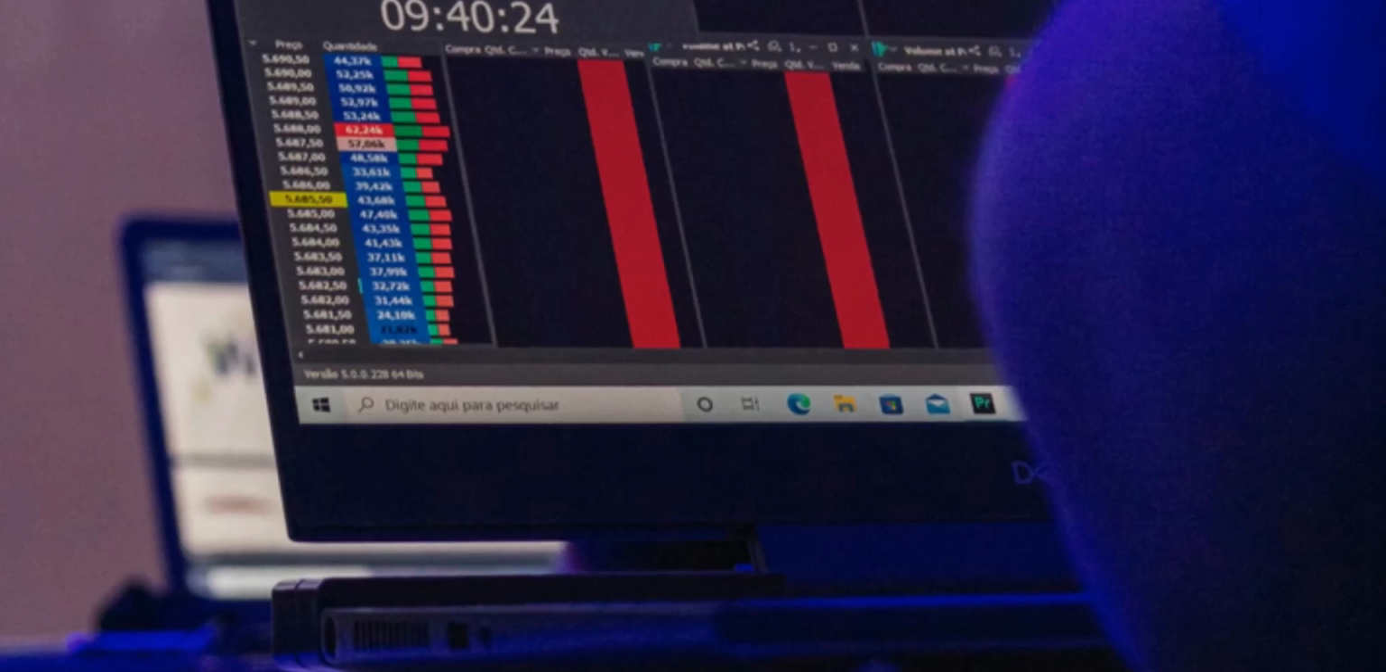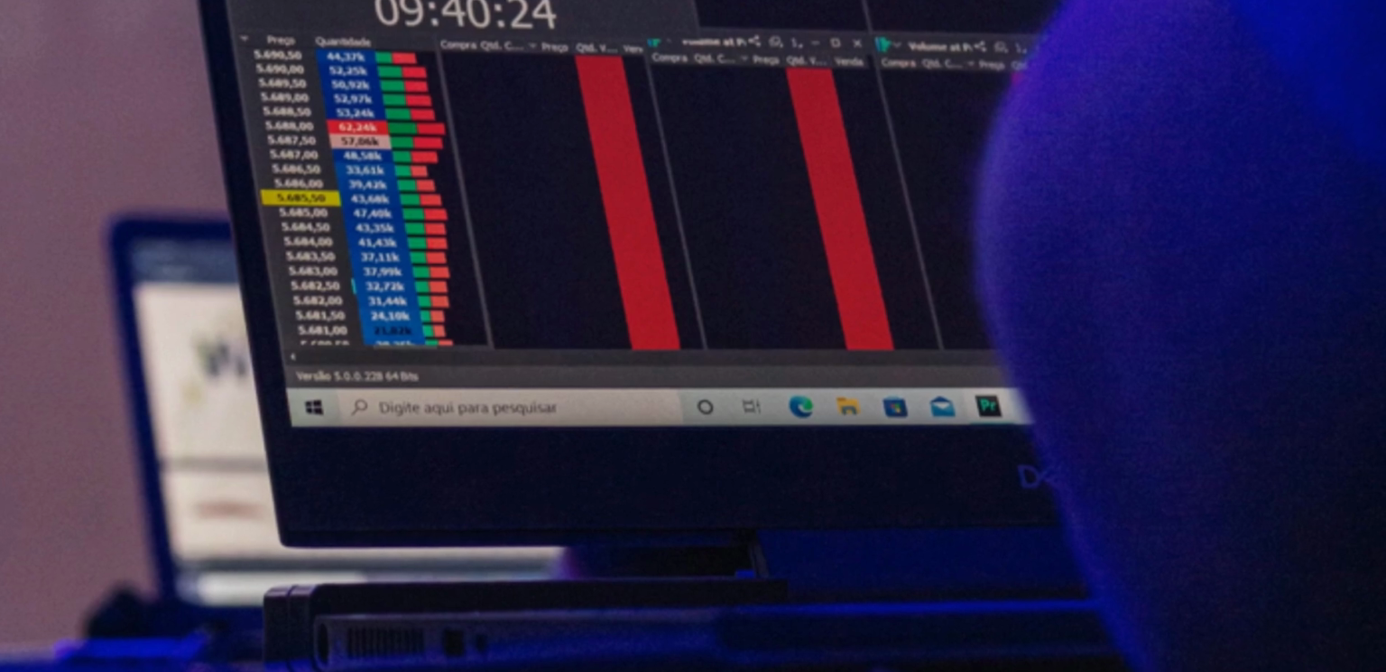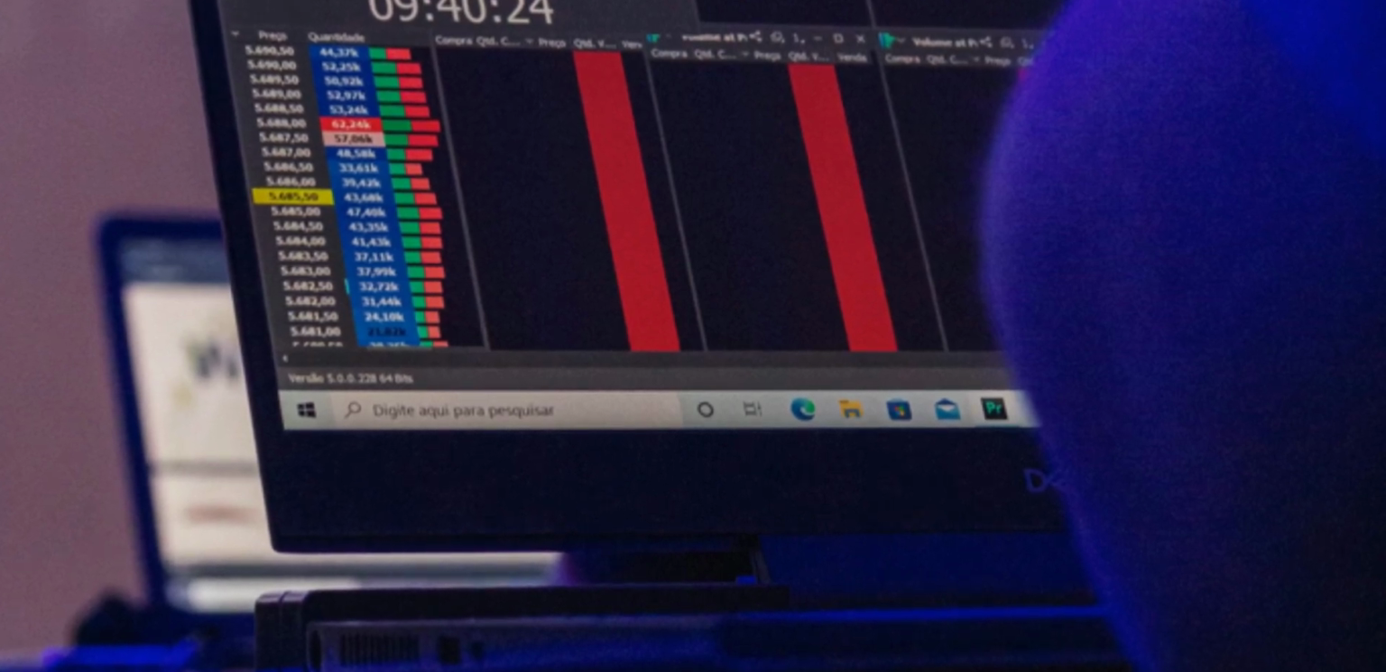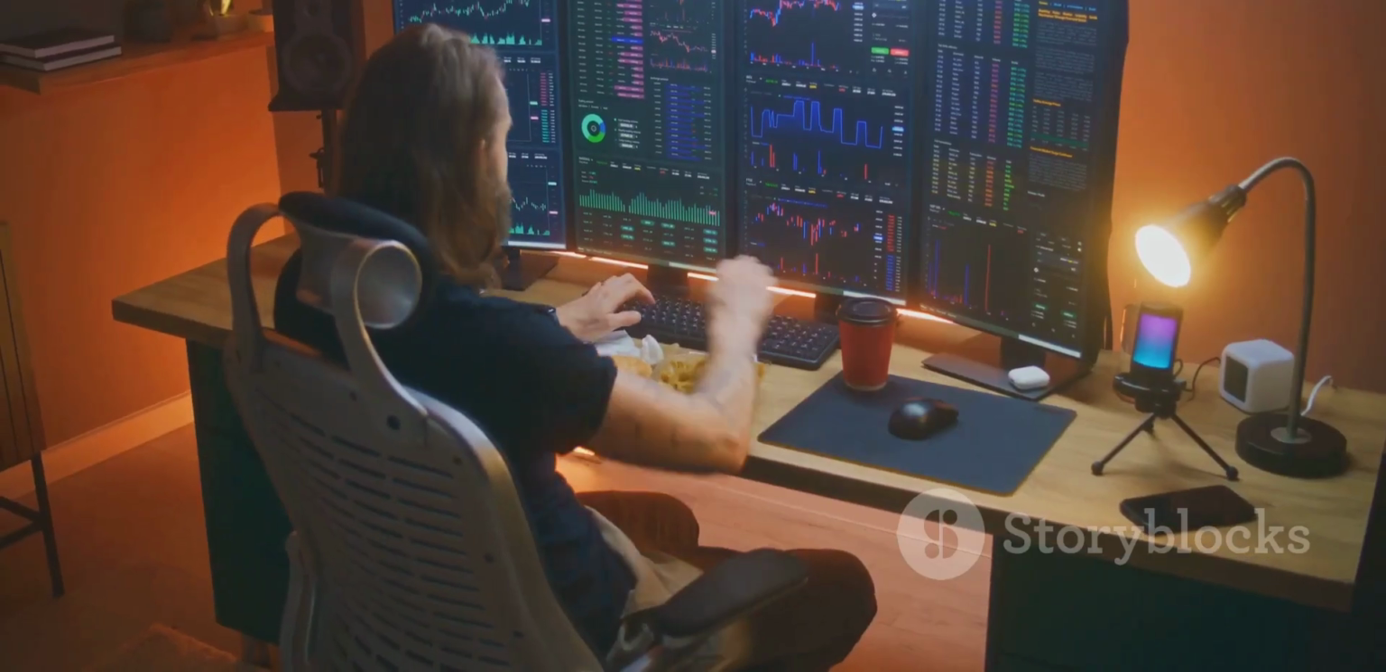After that, set your expiry time. Choose a time frame for your prediction, like 15 minutes or 1 hour. This strategy is simple but effective. By following the trend, you increase your chances of making a correct prediction.